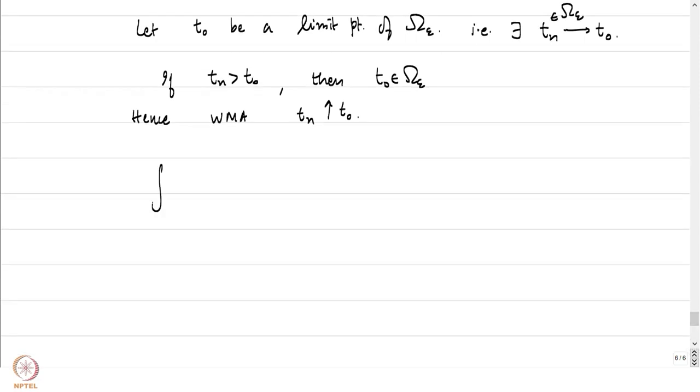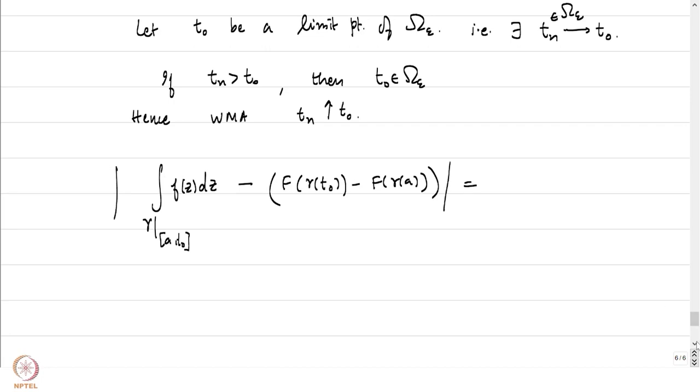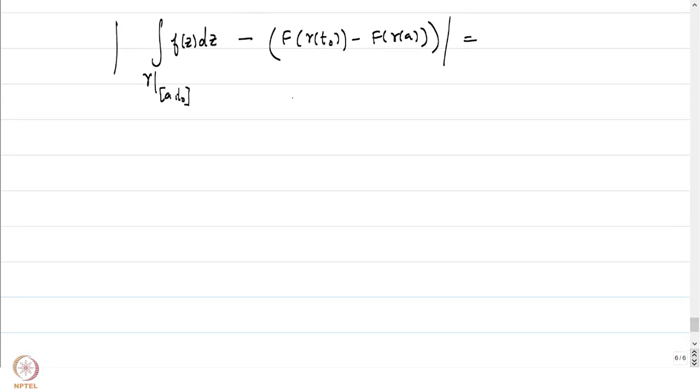Okay, so if you now notice, what is the absolute value of the integral of f(z) dz over gamma restricted to [a, t naught] minus F(gamma(t naught)) minus F(gamma(a))? Let's look at this. This absolute value is equal to the integral of f(z) dz over gamma restricted to [a, t_n] plus gamma restricted to [t_n, t naught]. So, this is the concatenation of the curves gamma restricted to [a, t_n] and the curve gamma restricted to [t_n, t naught].